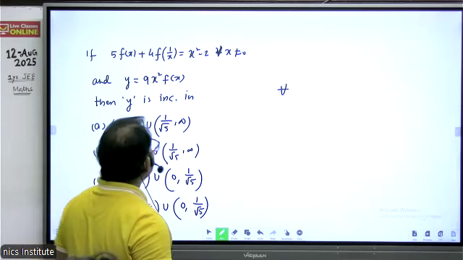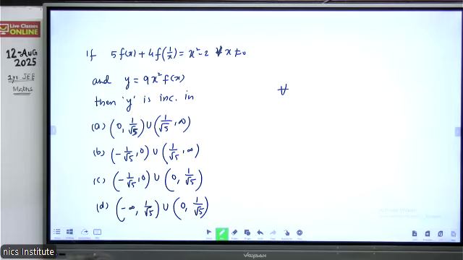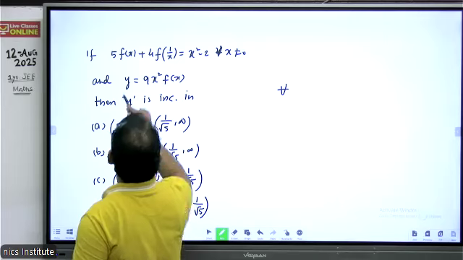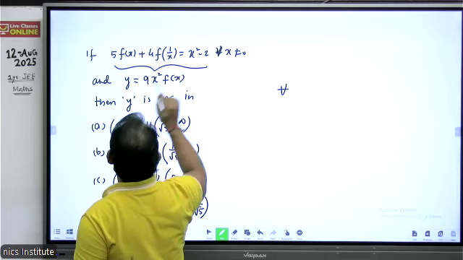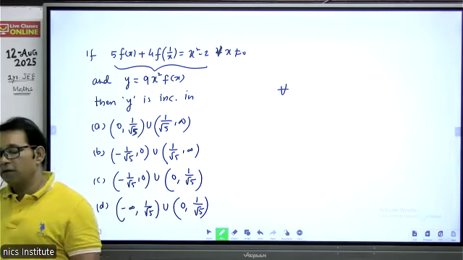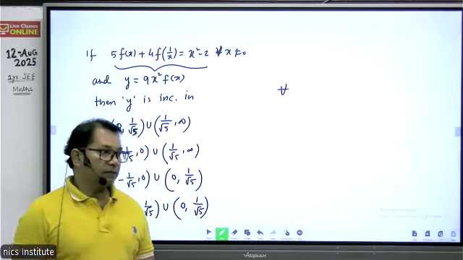So here y is not f of x, y is different. So first you need to find the function. First question is how would you find f of x? Using this, you need to find f of x. Then that f of x will be substituted in y, and then you find increasing, decreasing of y.